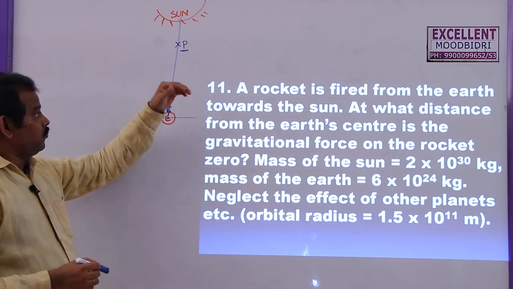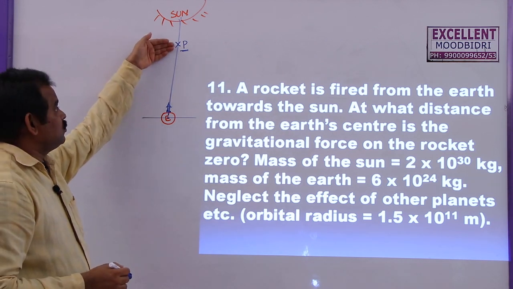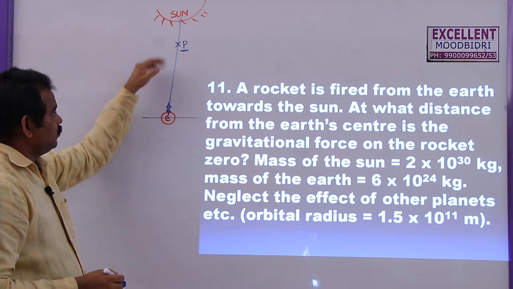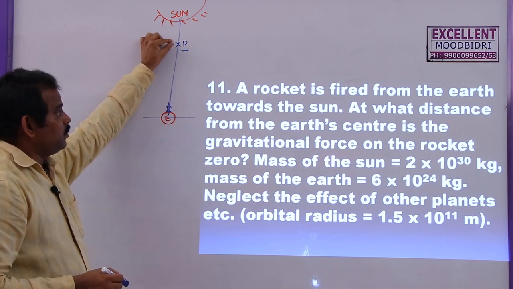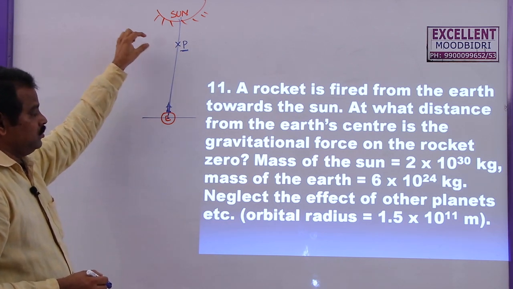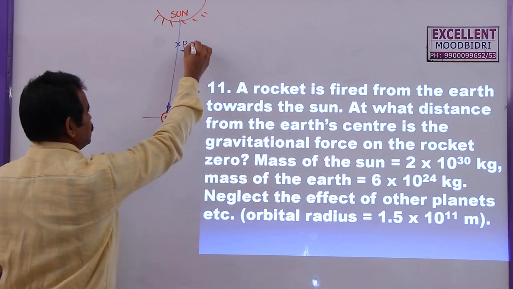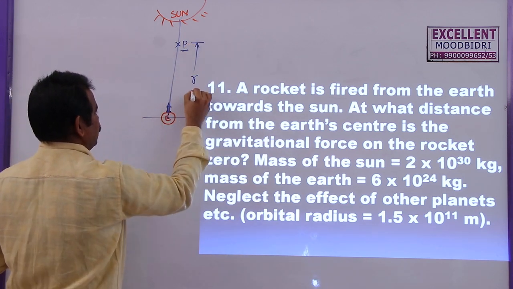When the gravitational force on the rocket is 0, it means this will not be attracted by the sun or earth. So it will be in equilibrium at this point. So we want to find out that one. So I need this distance of point P from the center of earth.